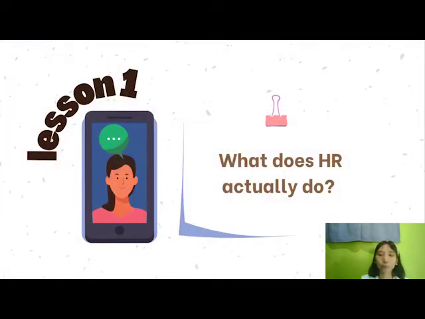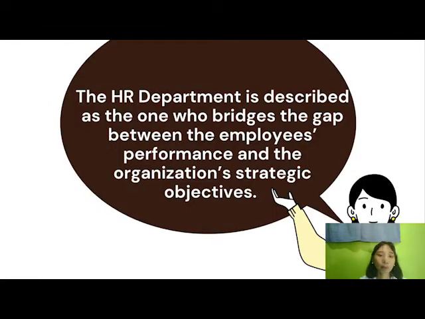So now, what does HR actually do? People often define the HR department as the intermediary between employees and the company. The HR department is described as the one who bridges the gap between the employee's performance and the organization's strategic objectives. With this, as future HR professionals, we should be able to communicate effectively with all of our employees.